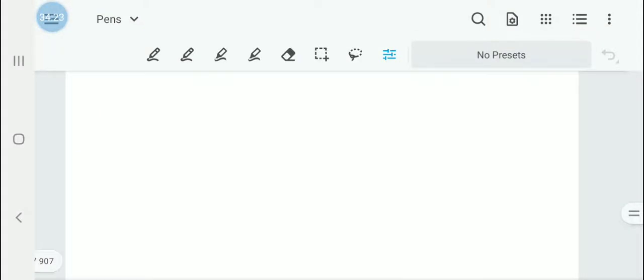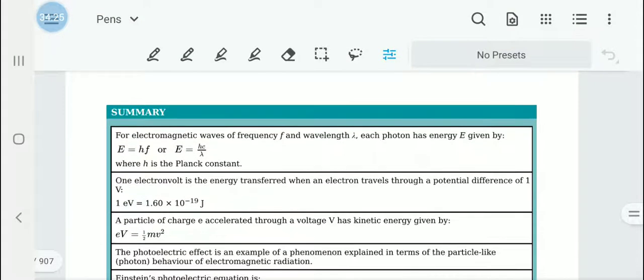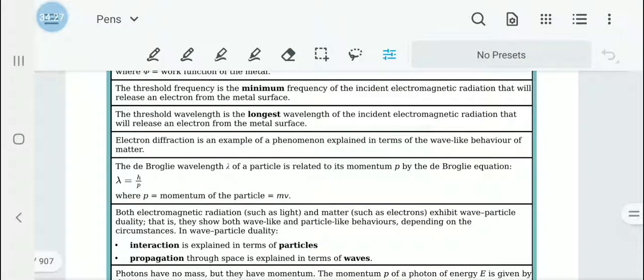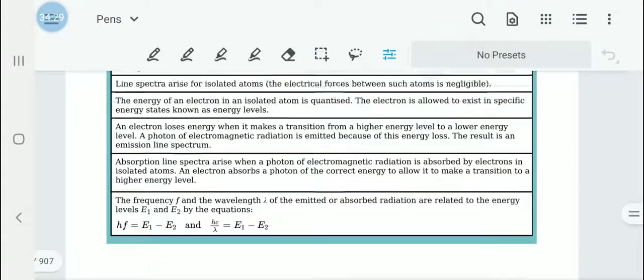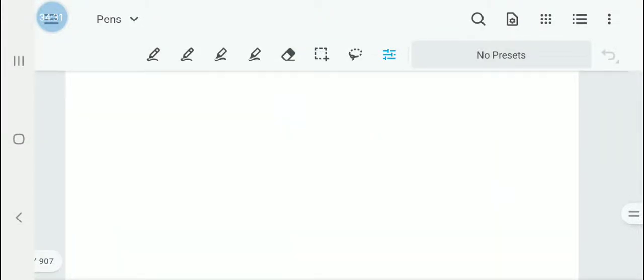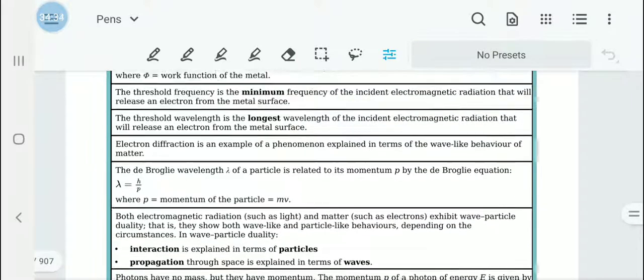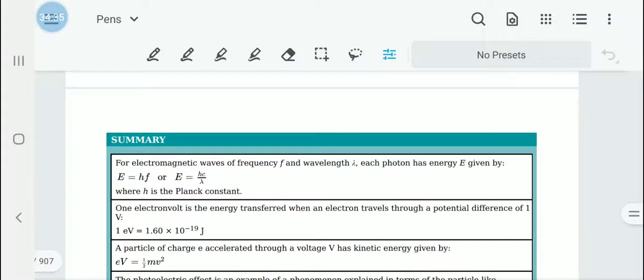I hope you understood. That concludes chapter 28. So there were many equations that you have to remember. So let's go through this summary once again to see what equations you need to know. For electromagnetic waves of frequency f and wavelength lambda, each photon would have energy E equals hf and E equals hc upon lambda. h is the Planck constant.